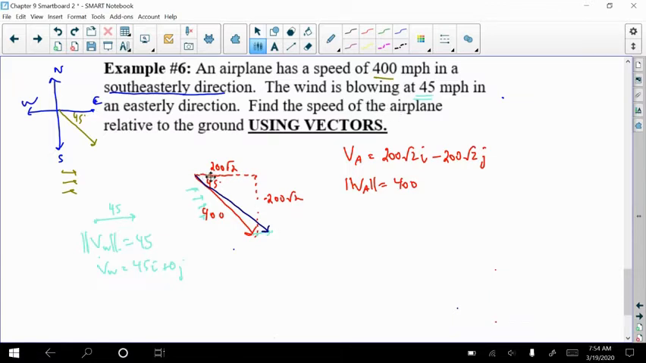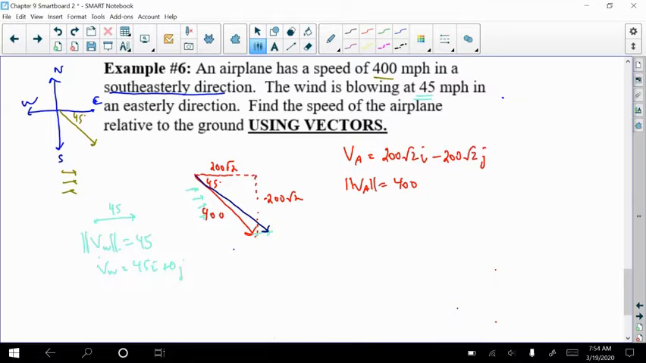And this magnitude, just by a property of a triangle, is going to be a little bit bigger than 400 miles per hour, because that wind is sort of helping it out, because there are some components of this airplane that are going in an easterly direction. So you're getting some extra wind in just that direction. So how do I find that blue vector?